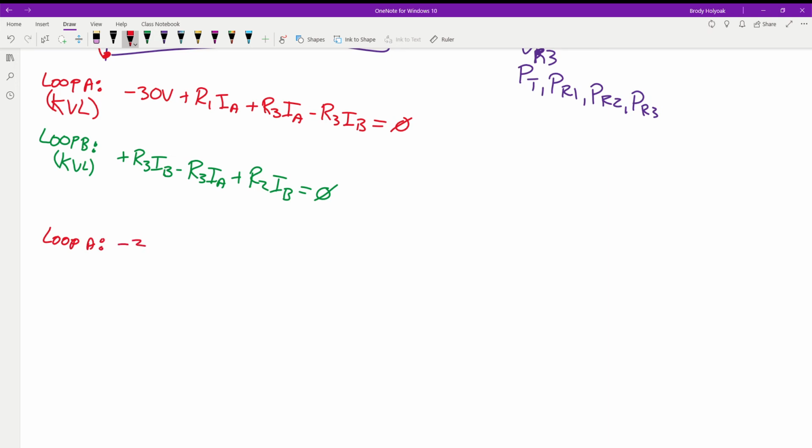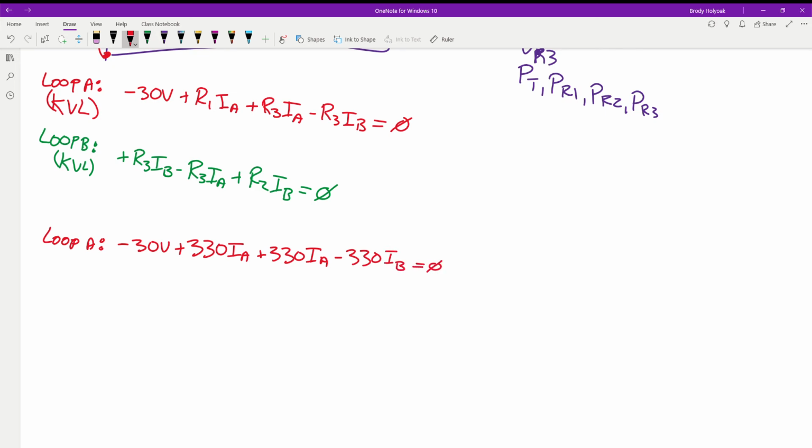So we have negative 30 volts plus R1, which was 330 ohms. So we have 330 IA plus R3, which was 330 IB. And then we minus IA. And then we have the minus 330 IB equals 0.